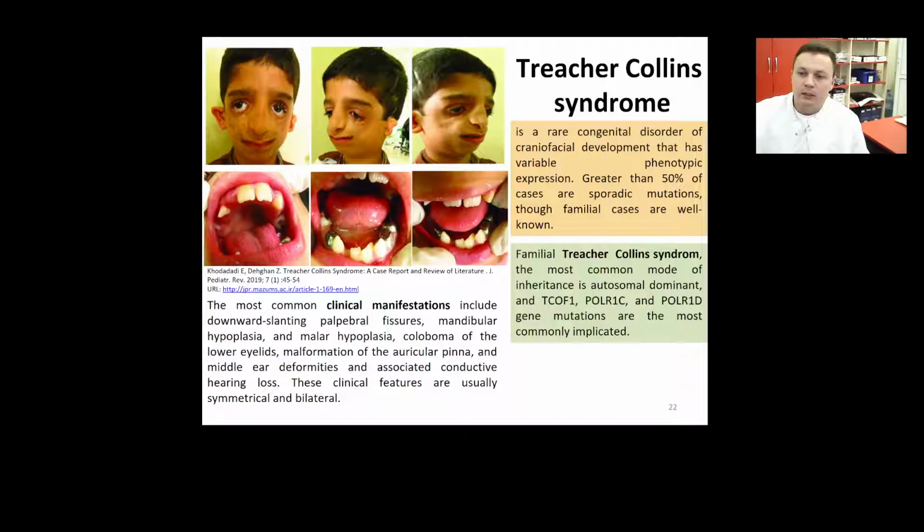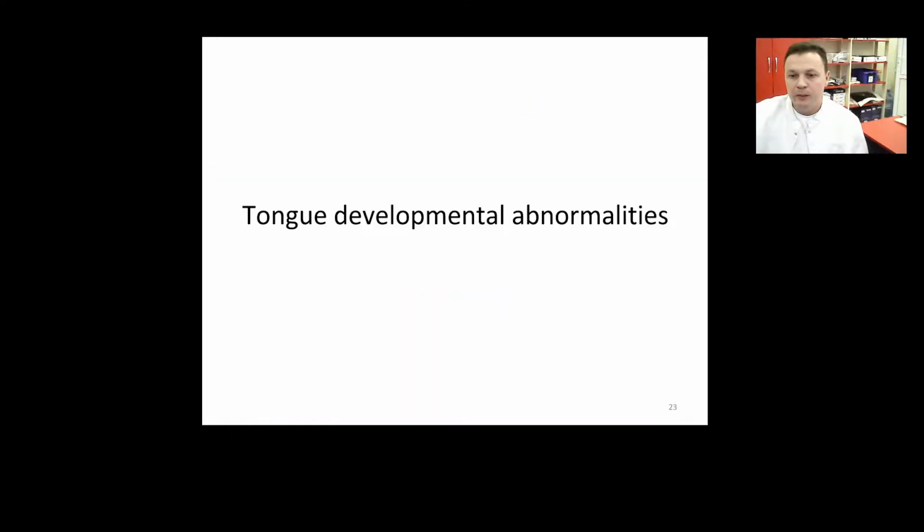inheritance is autosomal dominant, and TCOF1, POLR1C, and POLR1D gene mutations are the most commonly implicated. The most common clinical manifestations include downward slanting palpebral fissures, mandibular hypoplasia, and malar hypoplasia, coloboma of the lower eyelid, malformation of the auricular pinna, middle ear deformities, and associated conductive hearing loss. These clinical features are usually symmetrical and bilateral.